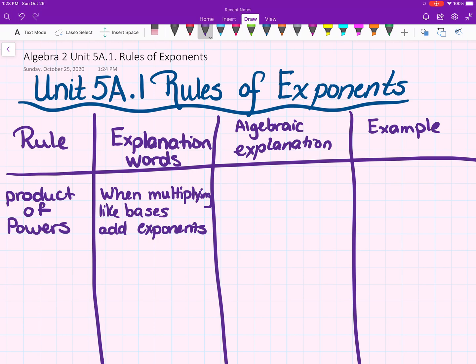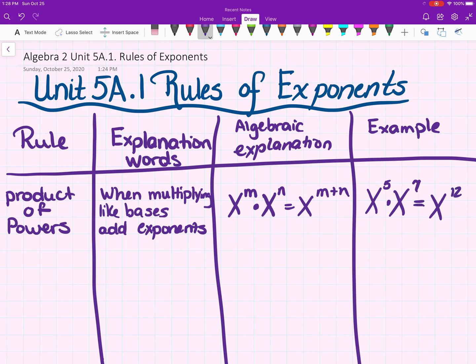If we were going to write this using algebraic explanation, it's x to the m times x to the n, common base, same base, so we would do x to the m plus n. Okay? If we were doing an example, it would be x to the 5th times x to the 7th, and that would equal x to the 12th. Okay, so that's product of powers.